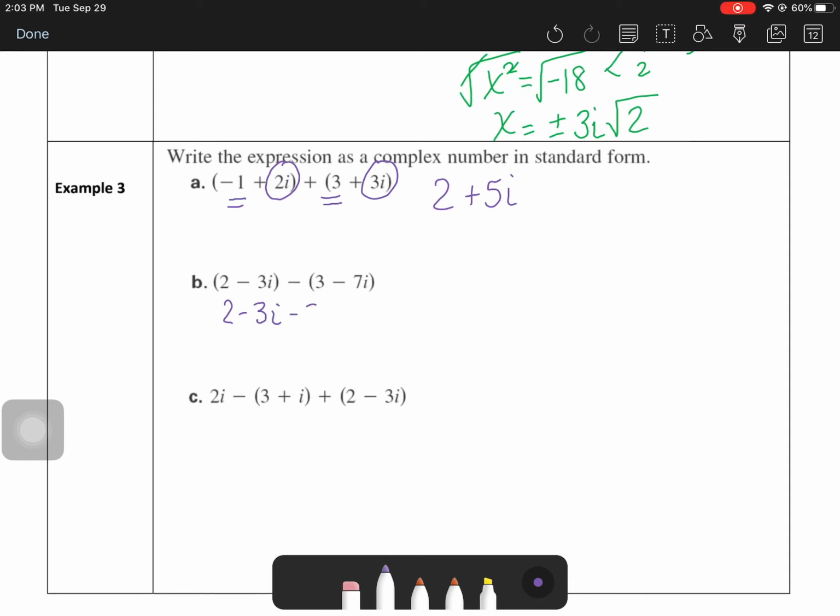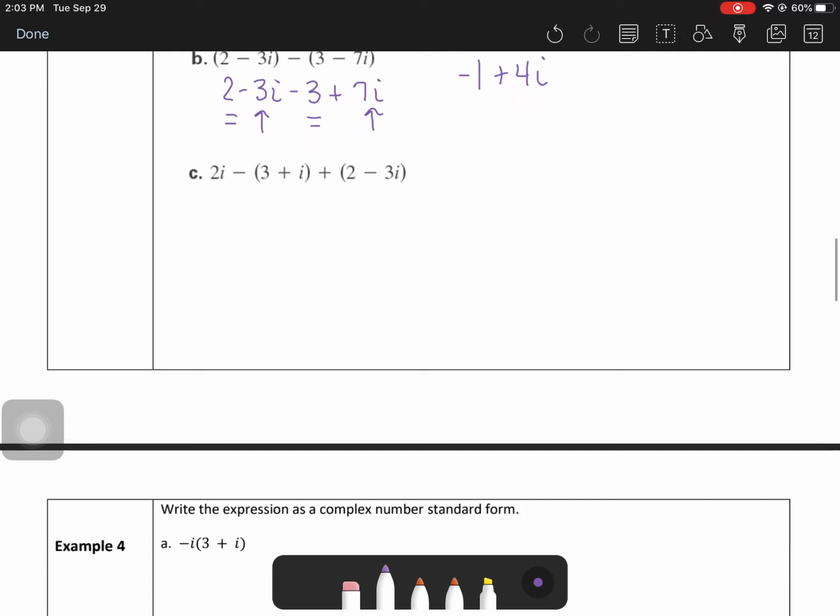remember we're going to subtract each of these, and minus a negative would be plus 7i. So if we combine the real parts, 2 and a negative 3 would be negative 1. And then negative 3i and positive 7i combined together would be positive 4i. In the last example of combining, remember we're going to subtract everything in that set of parentheses and then combine with the rest. So we have a negative 3 and a positive 2, which will be a negative 1, and a 2i and a negative 1i and a negative 3i put together would be negative 2i.